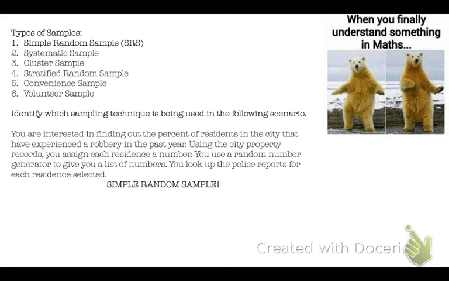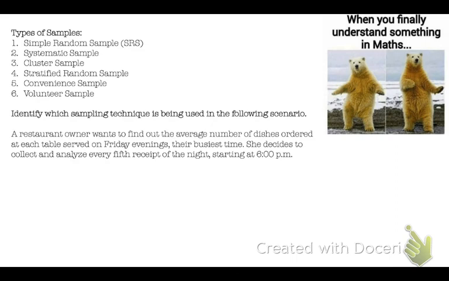We're just picking randomly. A restaurant owner wants to find the average number of dishes ordered at the table, served on Friday evenings, their busiest time. She decides to collect and analyze every 5th receipt of the night. Well, this would be a systematic sample because we're looking at every 5th receipt.